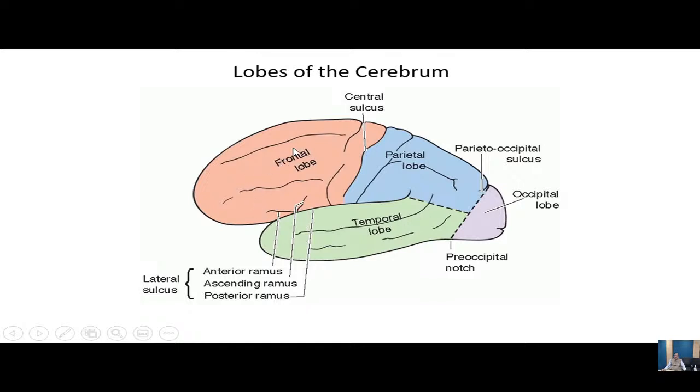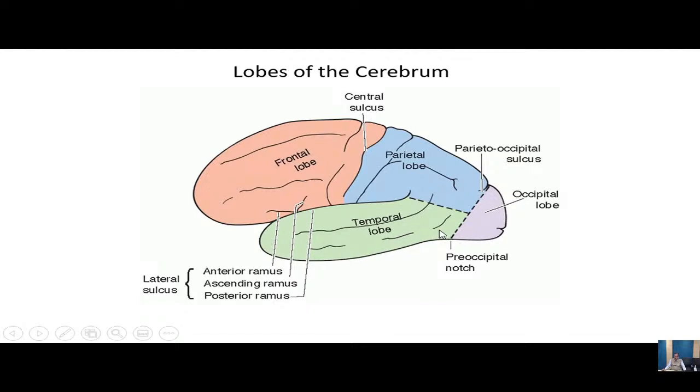The cerebral hemisphere can be divided into four lobes. I have told you about them earlier, and I have also told you about their functions. Do you remember, students, what is the function of the occipital lobe? It is vision. What is the function of the temporal lobe? Remember, it is memory.